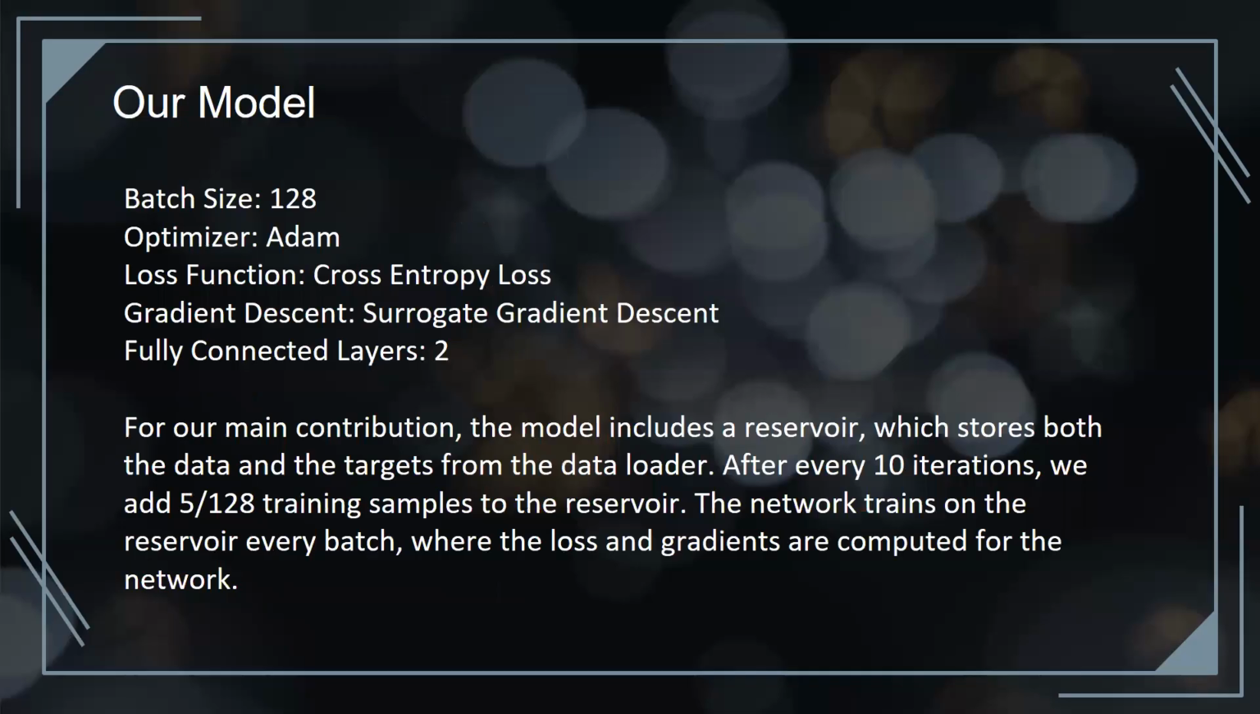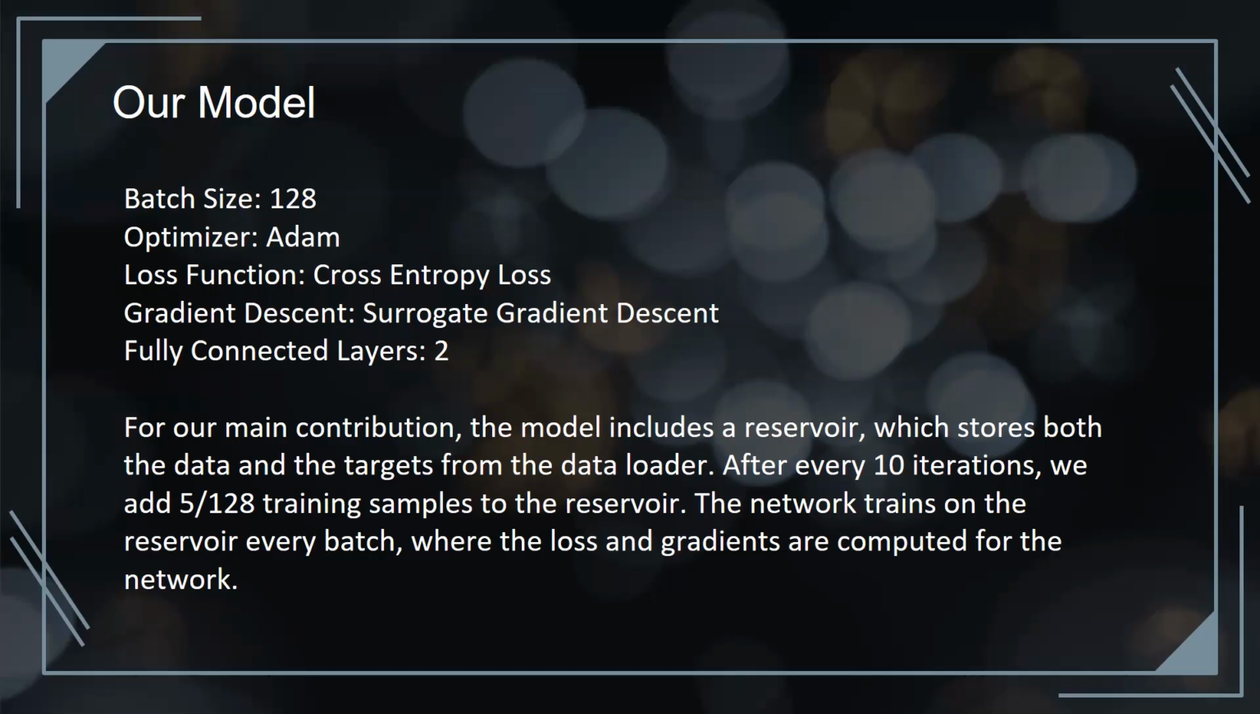I'd like to talk about our model now, which is what we did today. We used something called surrogate gradient descent, which is basically an approximation of a spiking neural network that still uses gradient descent. We used a batch size of 128, the Adam optimizer, which is the most popular optimizer, and our loss function was cross entropy loss. And again, we use surrogate gradient descent, and we have 2 fully connected layers. So it's just a 2-layer fully connected network.